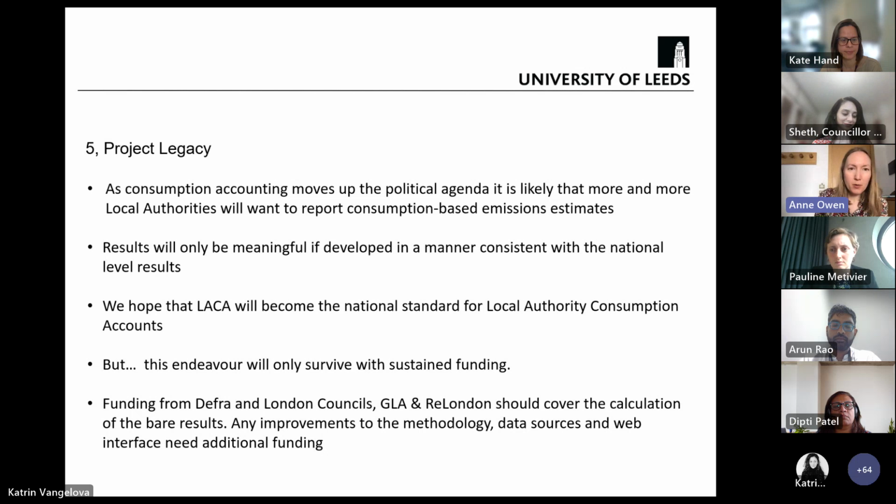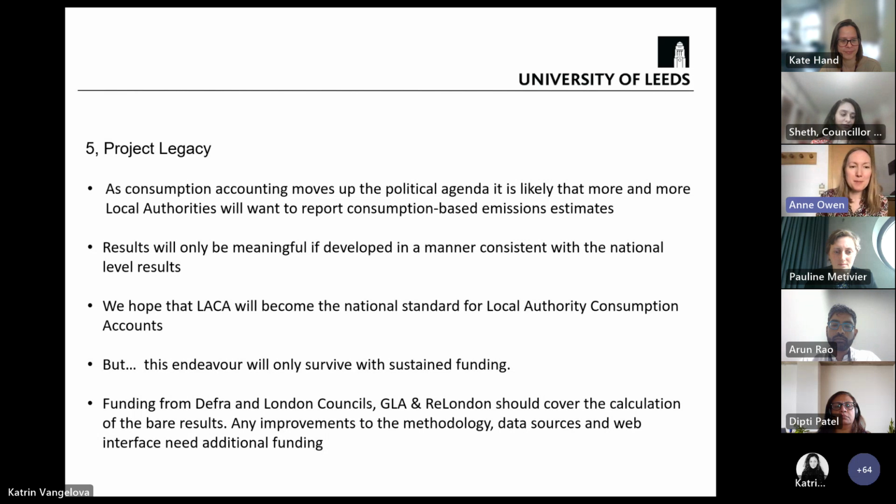And, you know, with support from ReLondon and the GLA and local councils, I will be able to continue this with the bare minimum. But if I want to improve the website and add more features, I'm afraid that's going to need more sustained funding. So if anyone's got any bright ideas about what I can do to raise some funds to make some improvements, please get in touch.